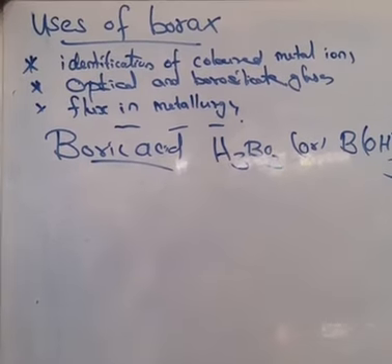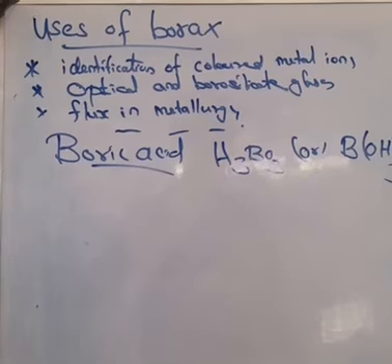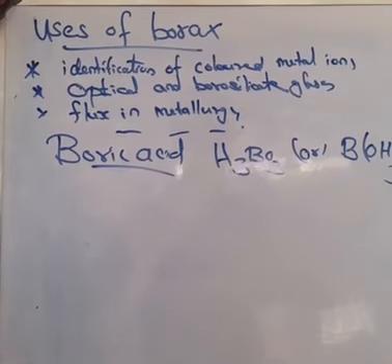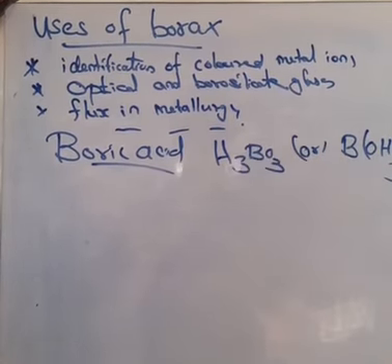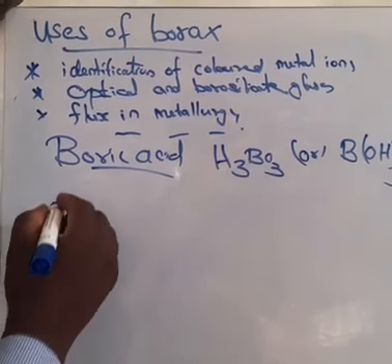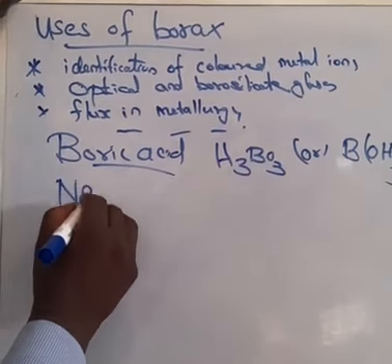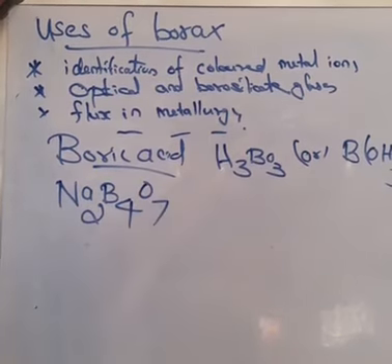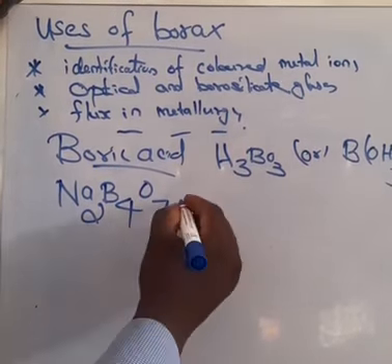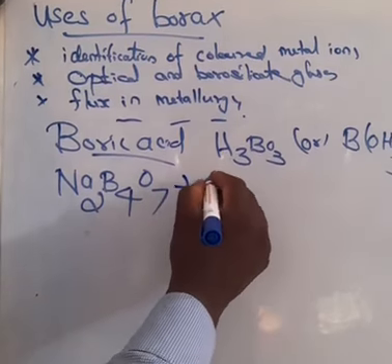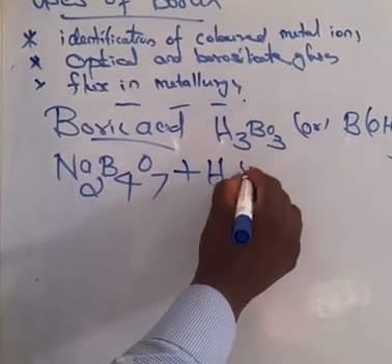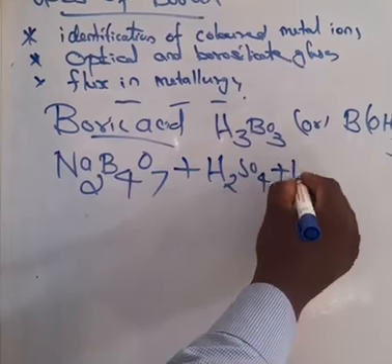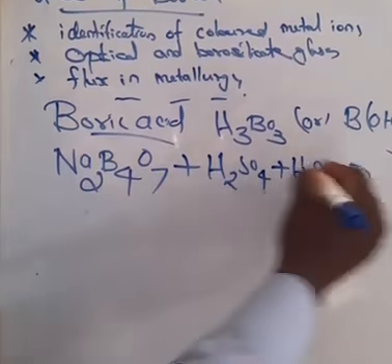Boric acid can be extracted from borax. Boric acid is prepared from borax. What is the formula for borax? Na2B4O7, borax. Borax reacts with sulfuric acid, formula H2SO4, and plus water, H2O. Already the equation we learned.